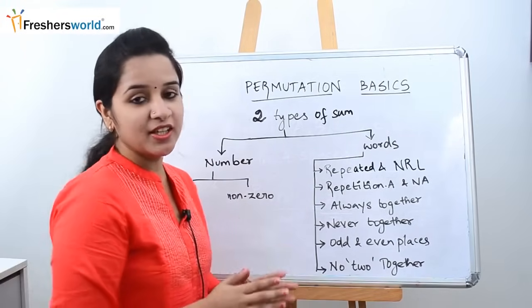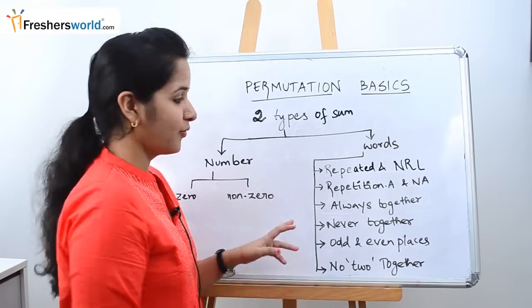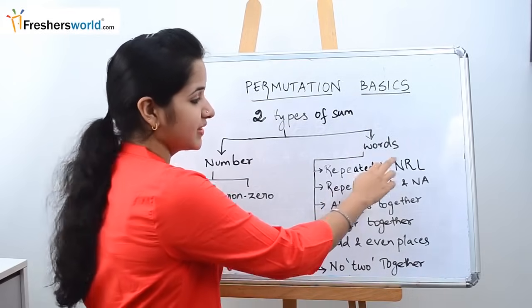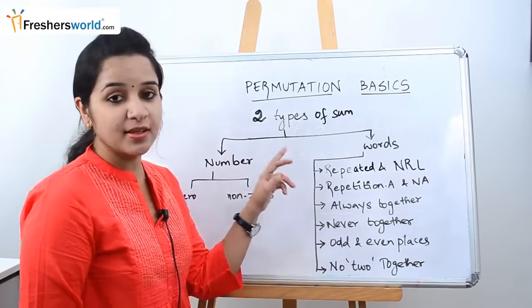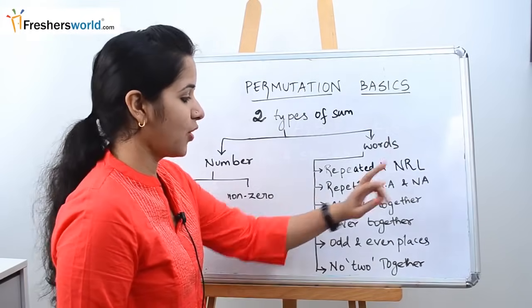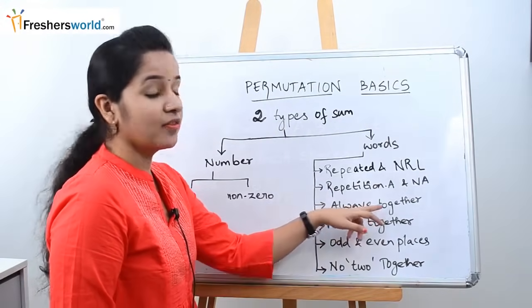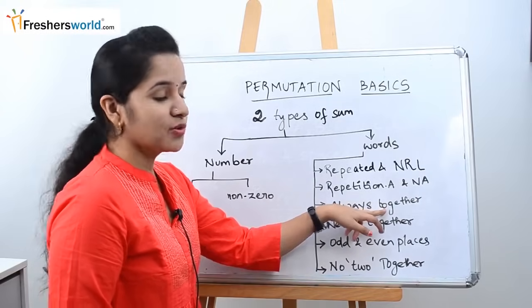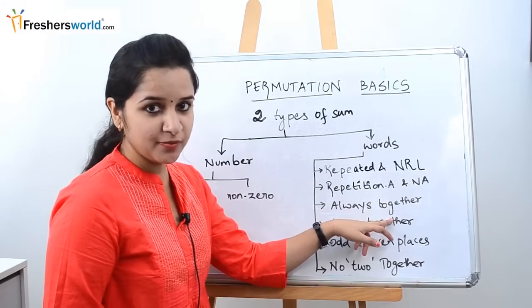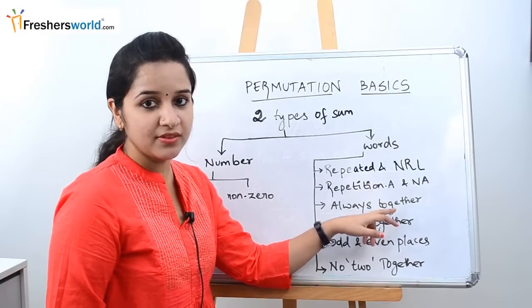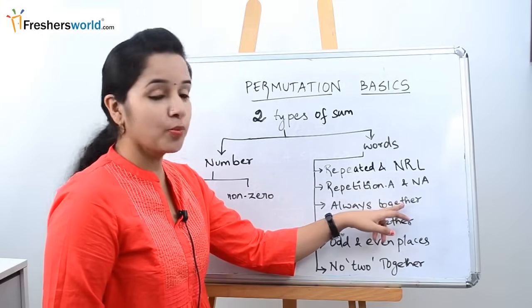In case of words, we have 6 types. First is repeated letters and non-repeated letters. Next is repetition allowed and repetition not allowed. Then there is always together. Here, for always together, there are 3 types of sums we'll be looking at: vowels, consonants, and group of words.